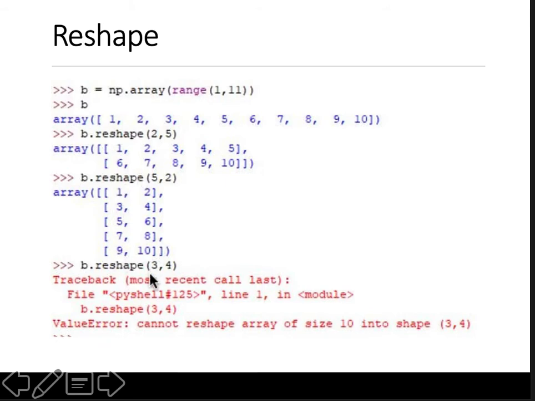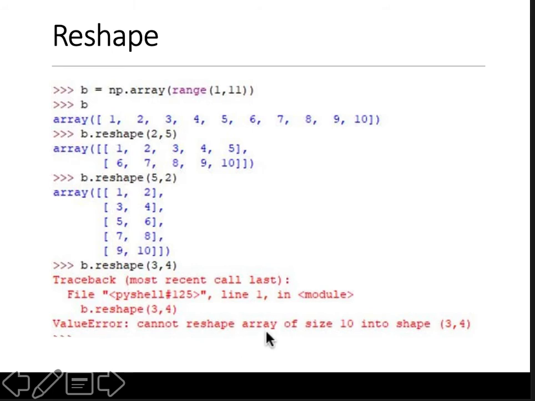Now what are we saying? Reshape it into 3 rows and 4 columns. So 3 by 4 is how many elements? 12 elements. How many elements does our array have? Only 10, but we are saying put them in 12 spots. Can this be done? No, it cannot, because you only have 10 elements. Hence the compiler says I cannot reshape this array.